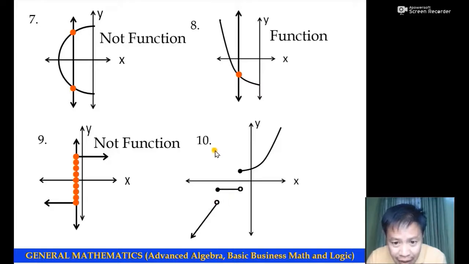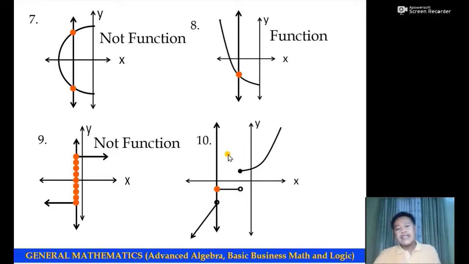If you're going to draw a vertical line here, you have only one point of intersection, and this is it. If you're going to draw a vertical line here, you can also have one point of intersection, and that is it. Because there is no point here. There is no endpoint here because it is open. Okay, this is a function.